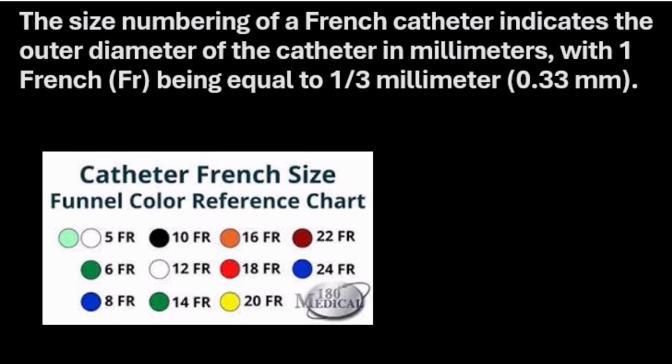The size number of a French catheter indicates the outer diameter of the catheter in millimeters, with one French being equal to 1/3 millimeter or 0.33 millimeters. This is the color code for different French sizes.